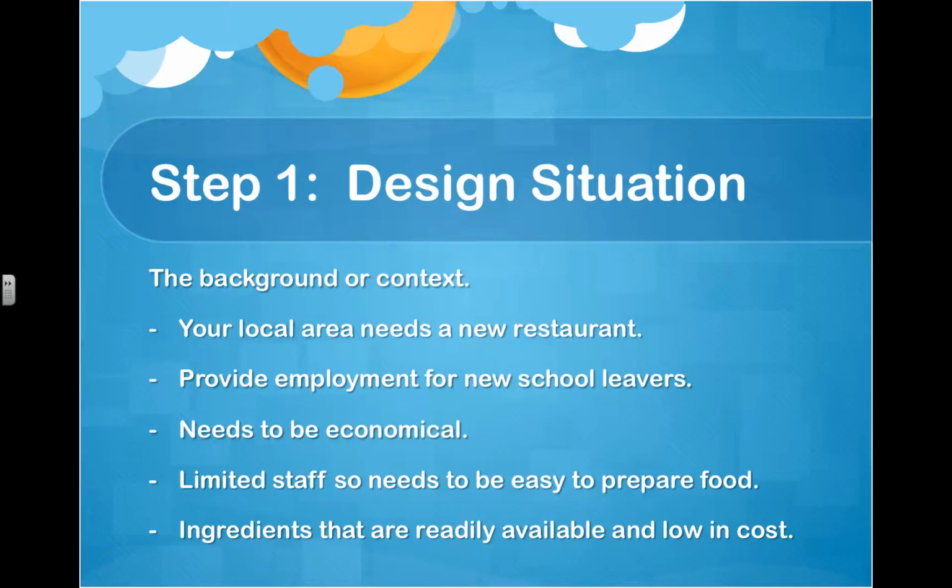Step 1 in the design process is the design situation. We need to have a context for what we're about to do. Right now, your context is that your local area needs a new restaurant. You need to provide employment for new school leavers. It needs to be economical. It's only going to have limited staff, so it needs to be easy to prepare food. And the ingredients need to be readily available and at a low cost. These set the situation for your design brief that follows in the next step.